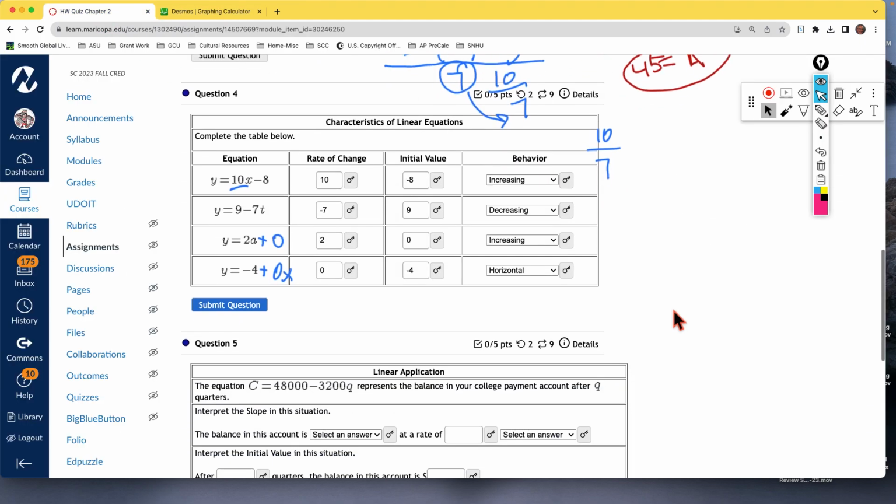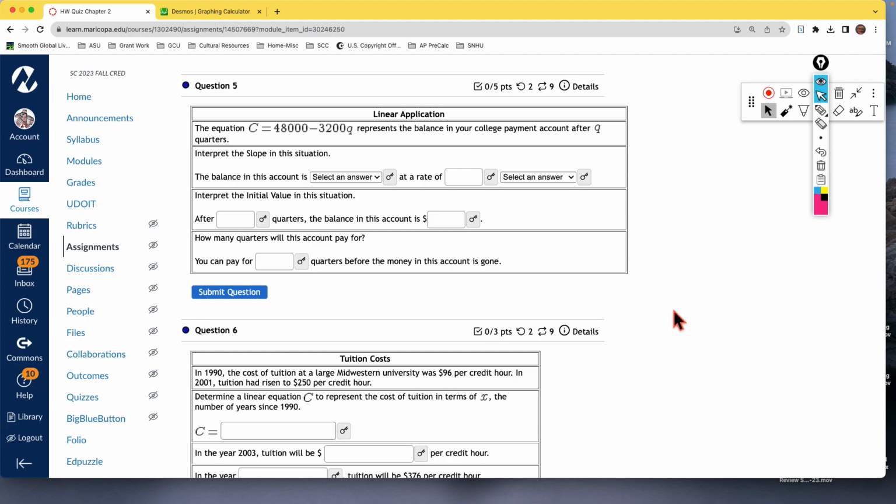Okay, so that was question 4. We've got 2 more to do. We've got an equation here. It's the balance in your college payment account after Q quarters, and we can see that each quarter is costing us about $3,200. So our balance is going down. Interpret the slope in this situation.